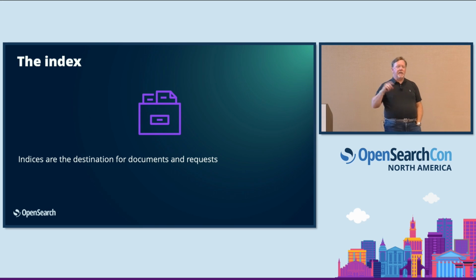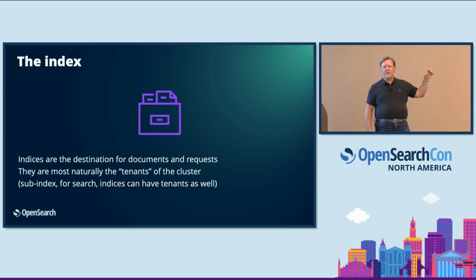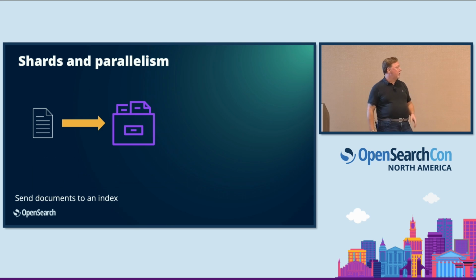The index is the destination for the data. So when you use OpenSearch, if you didn't know, you create an index. That index is going to hold all of the search documents that you send in. They're kind of tenants of a cluster. Within each index, then, you have a set of Lucene structures called segments. Each of those segments is a portion of an index, and queries have to run across all of them.